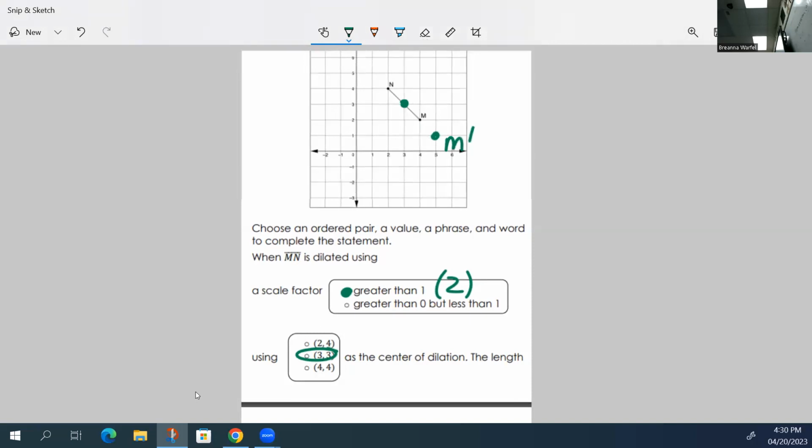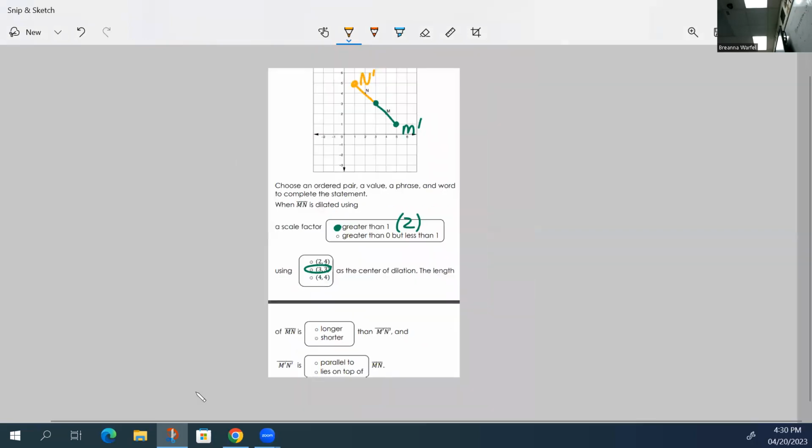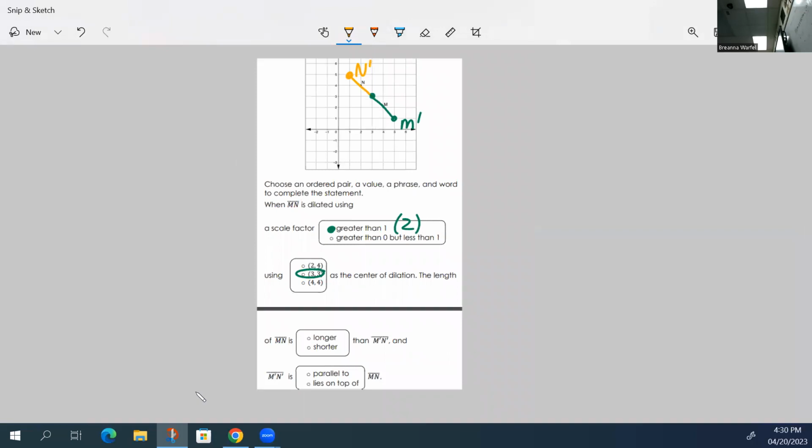If you did the same thing with N, it's up 1, left 1, and you need to do that twice. This is using the slope method. Up 1, left 1 again means it's twice as far away, so this is where your N prime would be. Then you answer your choices. The length of MN is longer or shorter? It's going to be longer because your scale factor is greater than 1. Then M prime, N prime. This is really the important question: you need to do it on the graph to figure out if it's parallel to or on top of. And this one happens to be on top of.